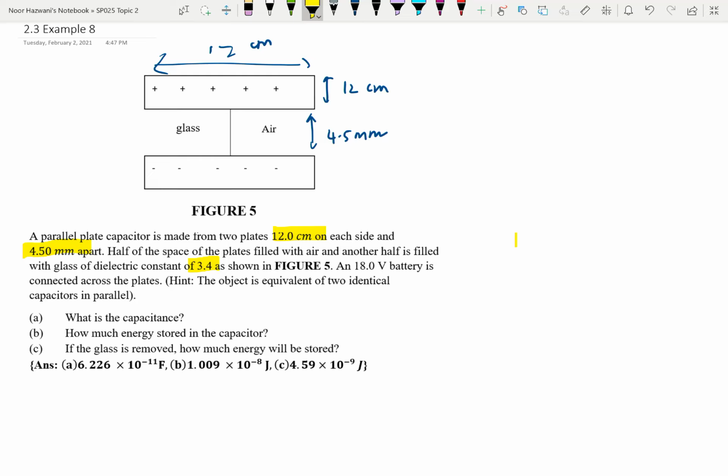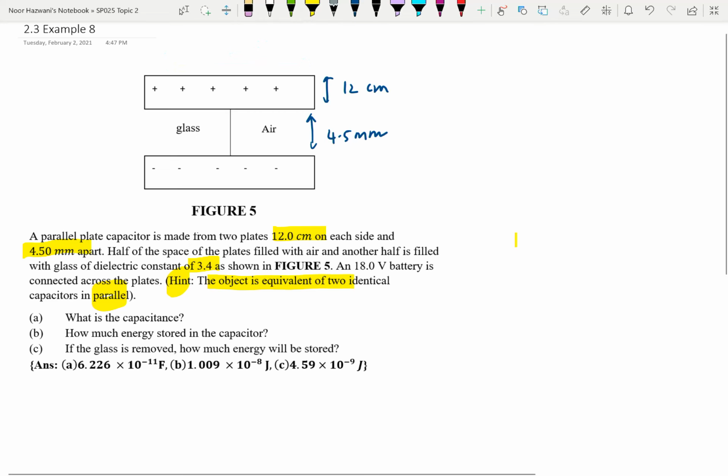Okay, and 18 battery is connected across the plate. Okay, and then the hint, dia kata apa? The object is equivalent of two identical capacitors in parallel. Macam mana kita nak guna hint ni nanti? Okay, it is actually bila dia kata half. Okay, so maksudnya panjang yang dipenuhi oleh kelas dekat sini. Okay, so dari sini sampai, okay, this area.